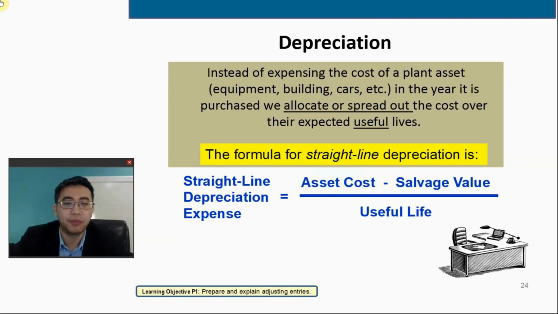That is called the salvage value. When you take the asset cost subtracted by salvage value, what you have is the total depreciation over its useful life. When you take the total depreciation divided by the number of years in its useful life, that is the depreciation per year. So that's how we calculate the depreciation using the straight line method.